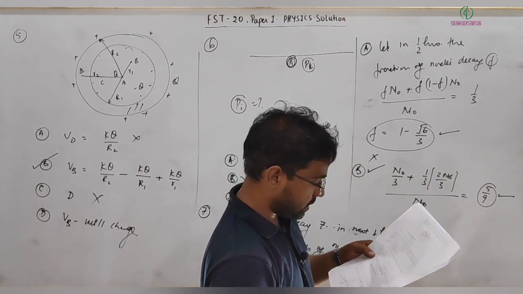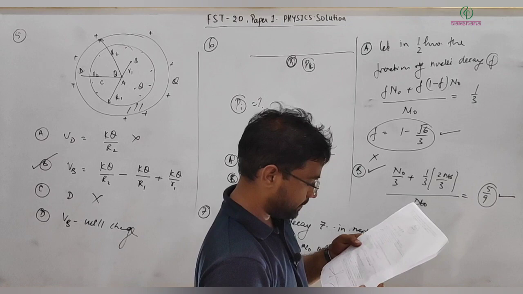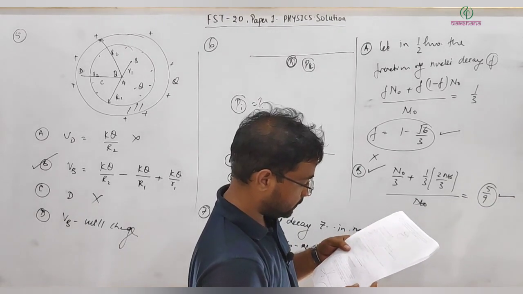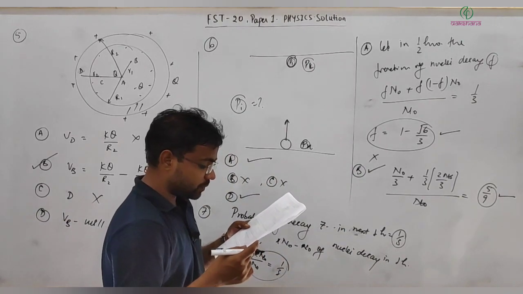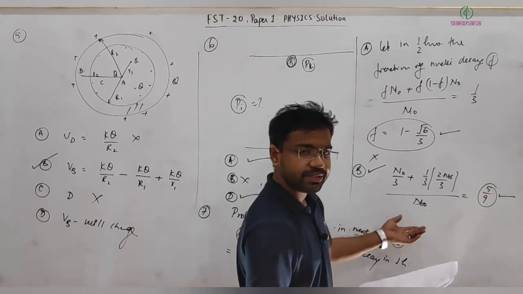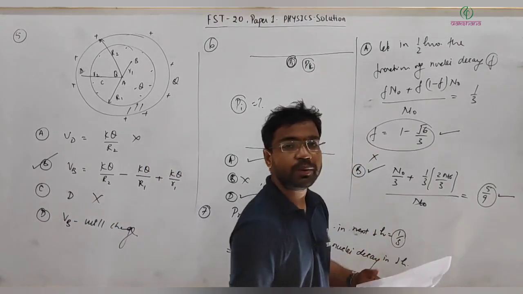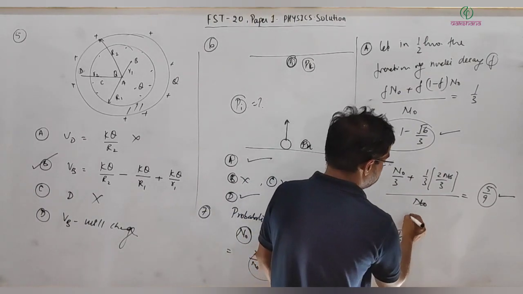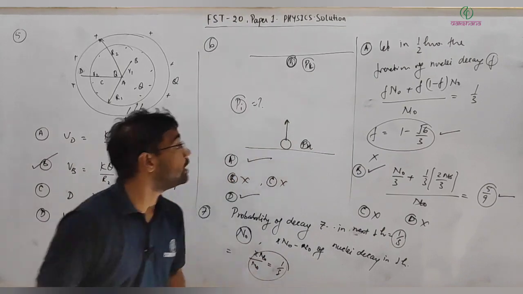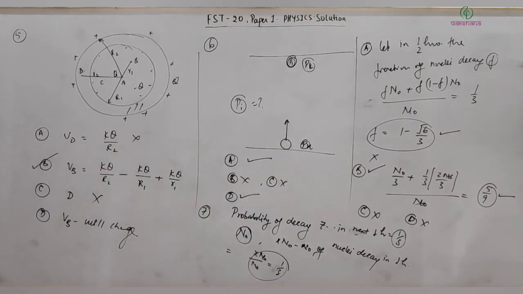Similarly, in the next 1 hour it's 1 by 3. In the next 1.5 hours, definitely D will not be the right option, and because in 1 hour it's given 1 by 3, C will also not be right. So C is also not right and D is also not right. This is about problem number 7.